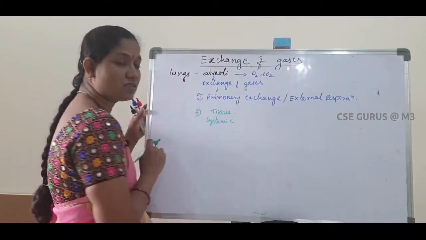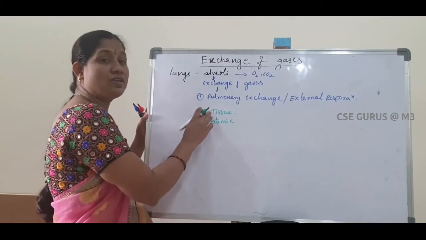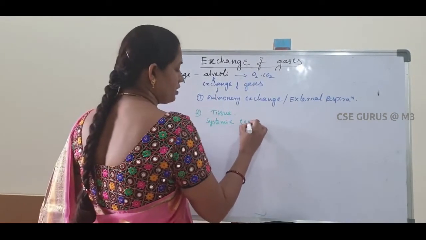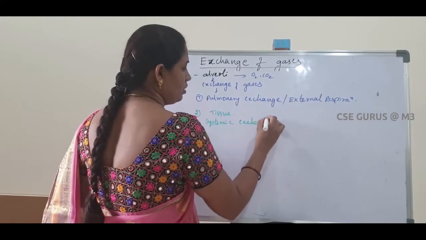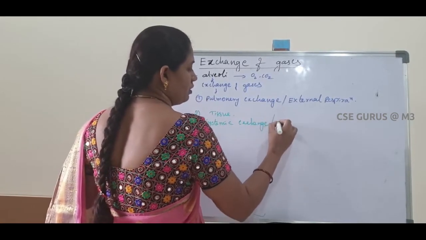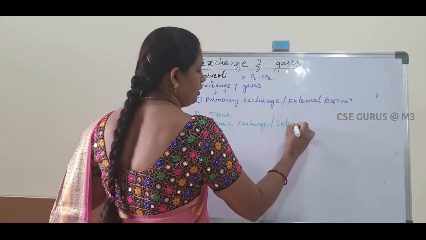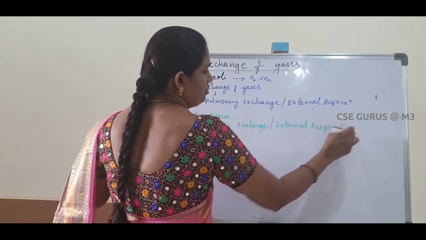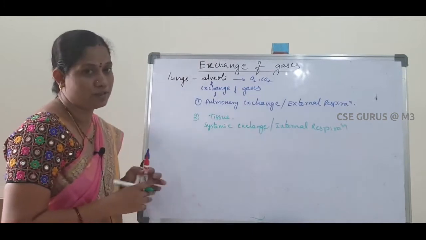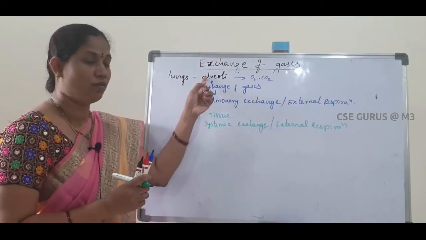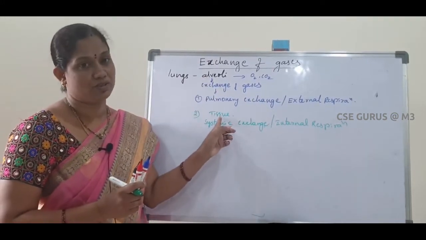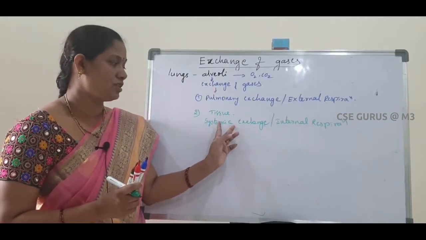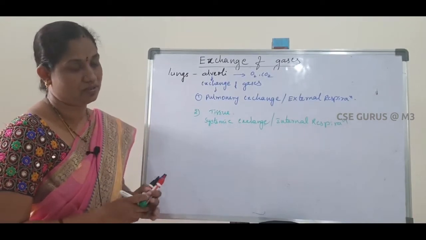So the second one is the exchange that takes place in the tissue region. That is called systemic exchange, also called internal respiration. So two exchanges take place in our body. One is in the alveoli, one is in the tissue region. In the alveoli it is called pulmonary exchange, in the tissue it is called systemic exchange.